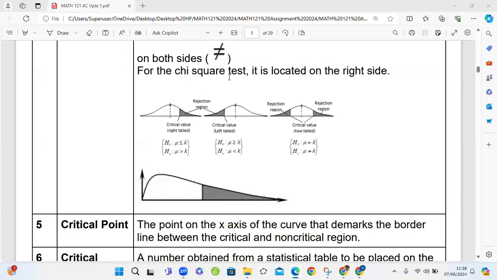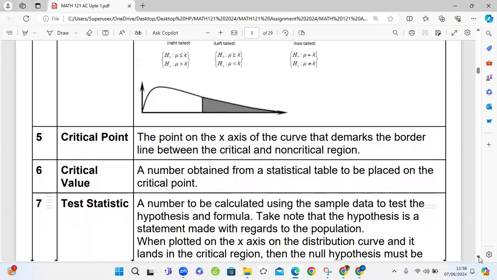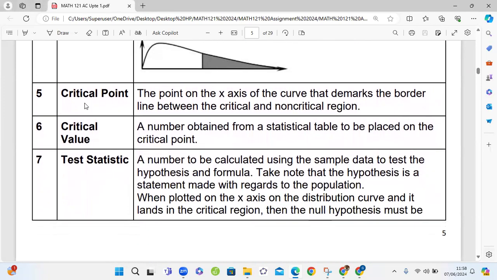However, for the chi-square test, the critical region is always on the right. Okay? So take that into consideration. Another point that we have to take into consideration is the critical point.